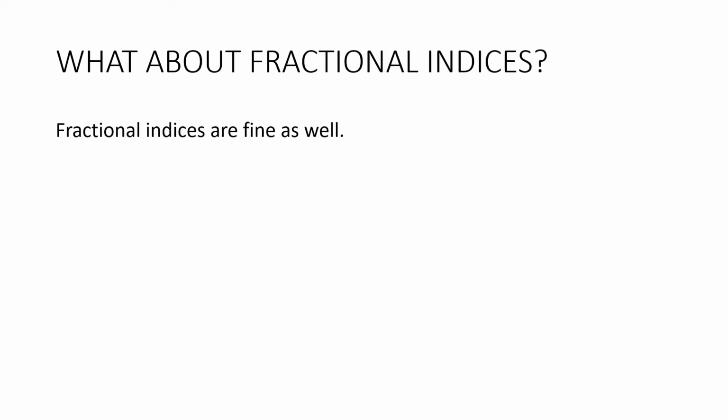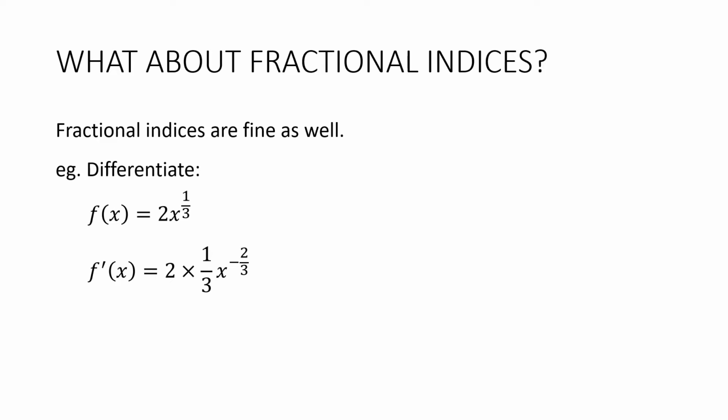Fractional indices are fine as well. Have a look at this one. Differentiate f of x is equal to 2x to the 1/3. So our third is going to come down, x, and then I'm going to drop this by 1. So 1/3 take away 1 is negative 2/3. So 2 times 1/3 x to the negative 2/3, which is 2/3 of x to the negative 2/3.